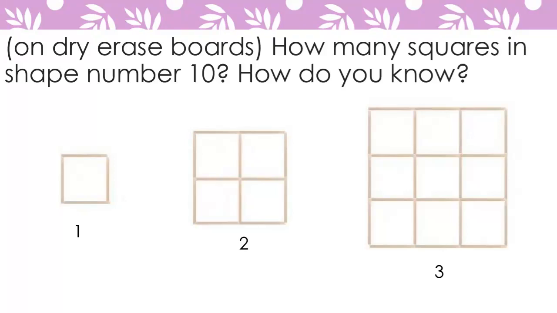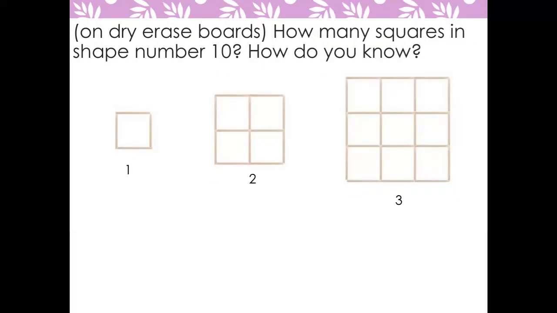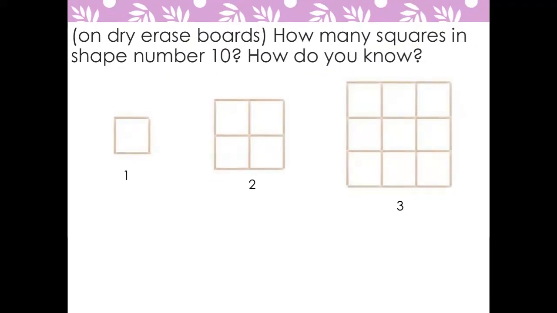All right, so it says on dry erase boards, how many squares are there in shape number 10? And how do you know? Who has an answer? Oh, several people. Is it Kaylee? Kaylee, what do you say for shape number 10? 100. Number 10, you say there is 100.